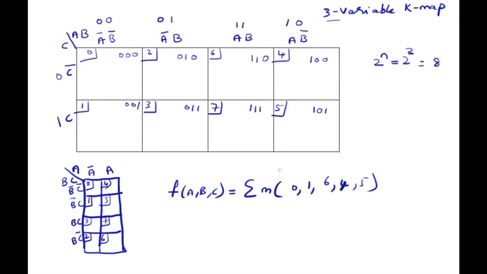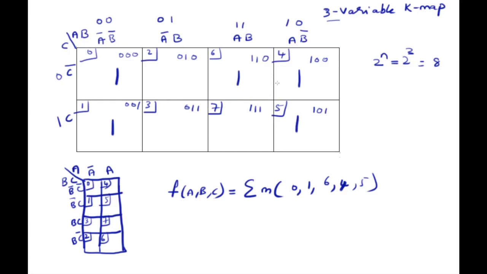So the minterms of 0, 1. So this is 0, here I place 1. Next this is 1, here I place 1. This is 6, this is 4 and 5. So now these are the given problem. So now from this I need to group.